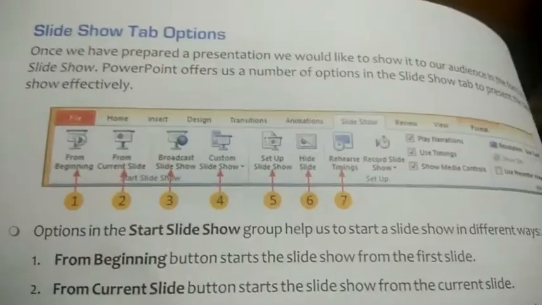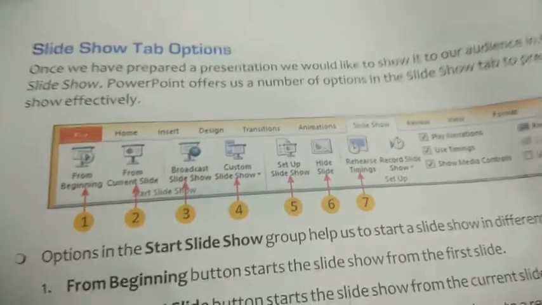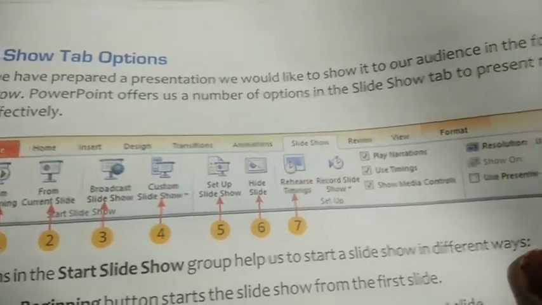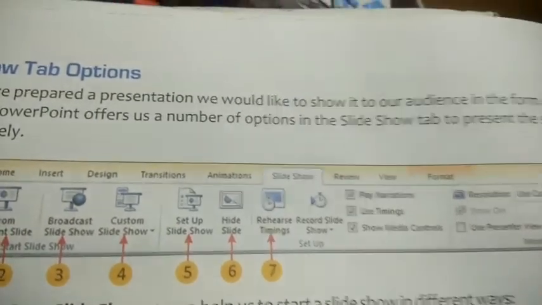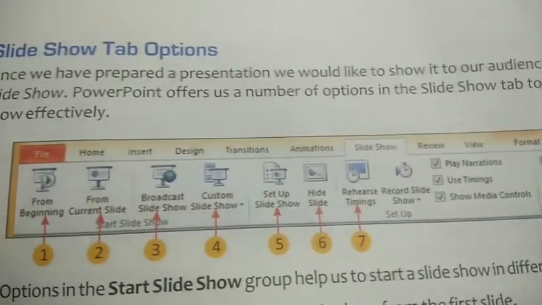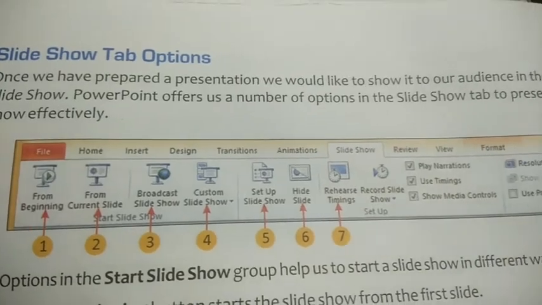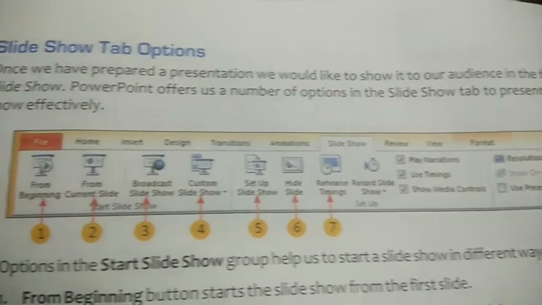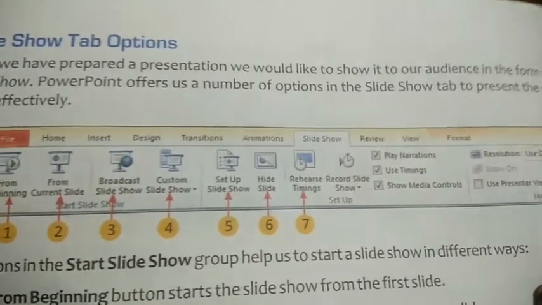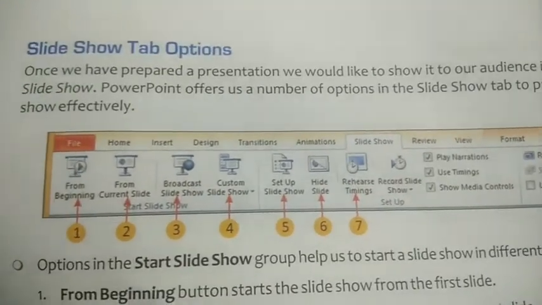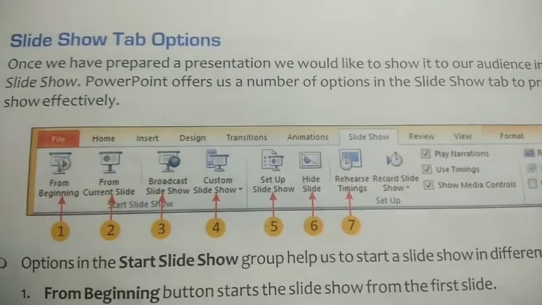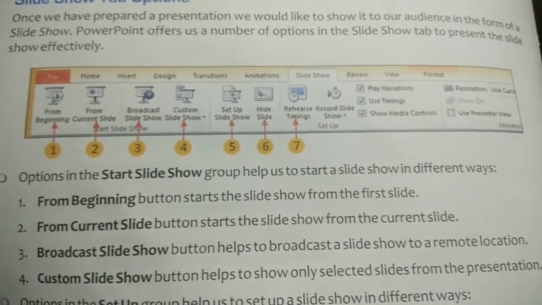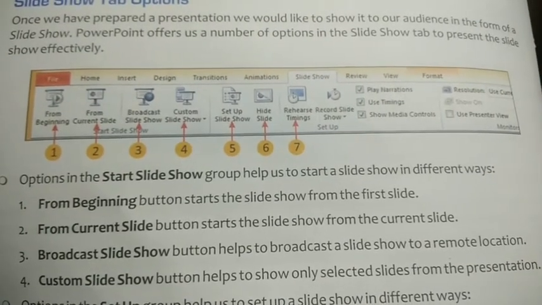Okay. So the last topic is the Slide Show tab options. Once we have prepared a presentation, we would like to show it to our audience in the form of a slideshow. So PowerPoint offers us a number of options in the Slide Show tab to present the slideshow effectively. So see properly, students, the Slide Show tab options. Okay. Then, students, the options in the Start Slide Show group help us to start a slideshow in different ways.